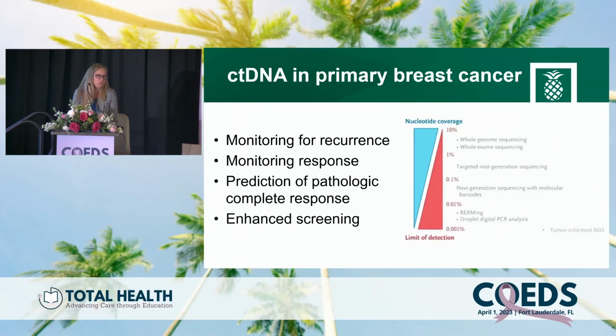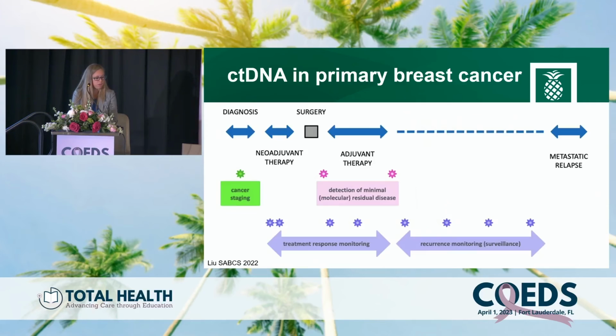So now moving on to circulating tumor DNA in primary breast cancer, which I would say is a little bit more controversial. There are applications in terms of monitoring for recurrence, monitoring response to therapy, say in the neoadjuvant setting, prediction of pathologic complete response, and augmenting our screening strategies. So from a hypothesis generating standpoint, there are a number of areas where ctDNA maybe could help us in primary breast cancer, such as being added into our staging algorithm, or to monitor response to neoadjuvant therapy, or in detection of minimal residual disease in the adjuvant setting.